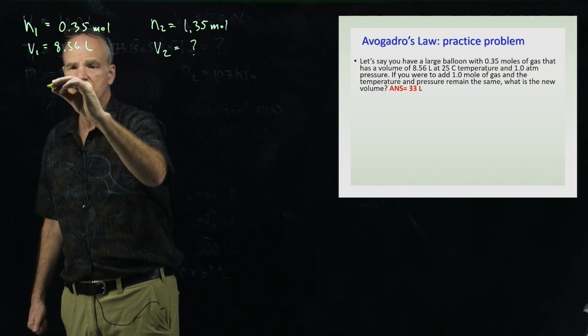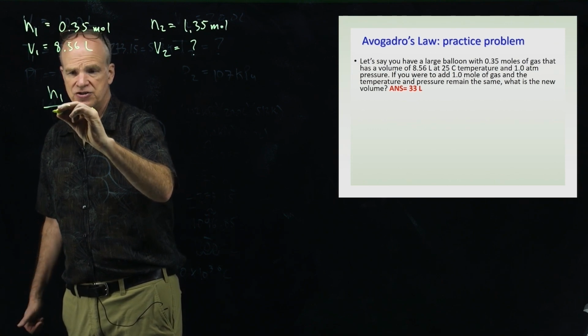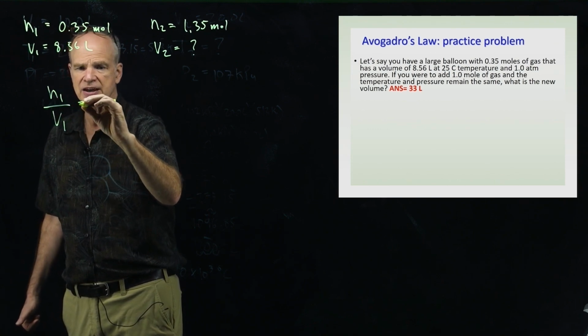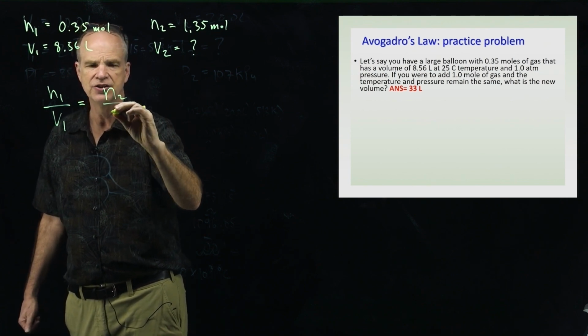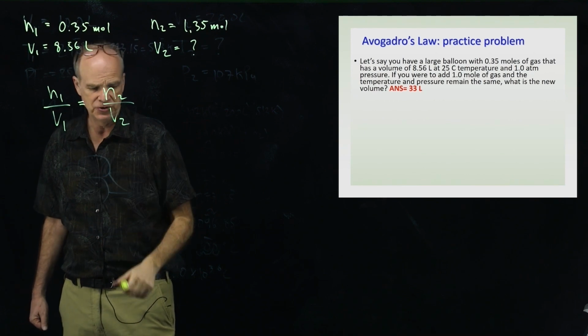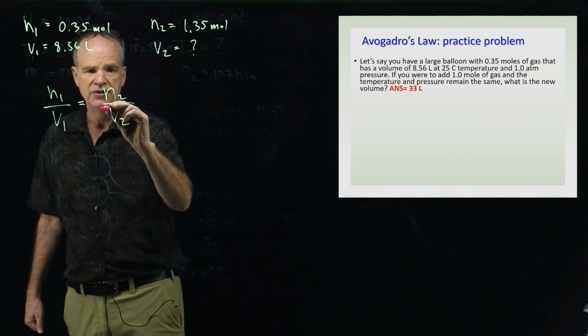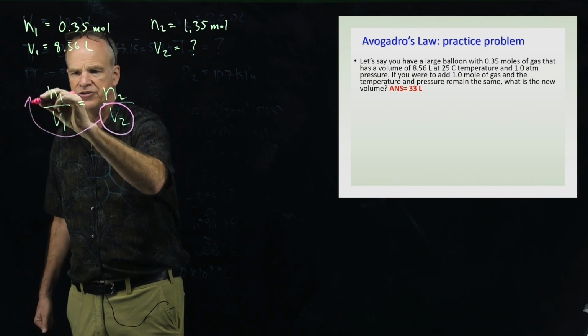So we again know that the moles of a gas at initial condition divided by the volume of the gas at that initial condition is going to be equal to the moles of the gas at the final condition divided by the volume at the final condition. And so what you can do is solve this equation for V2. To do that, I'm going to move V2 to the other side of the equal sign here.